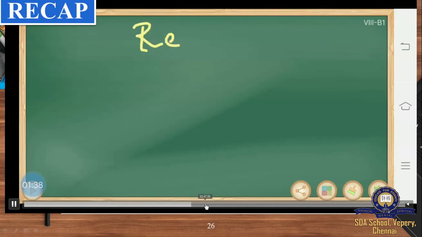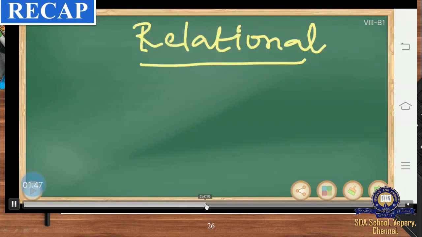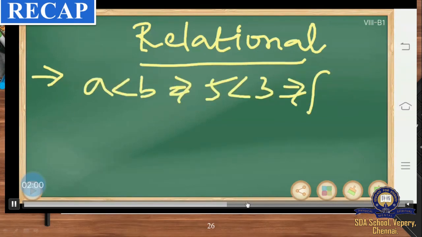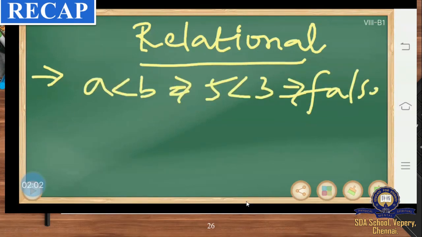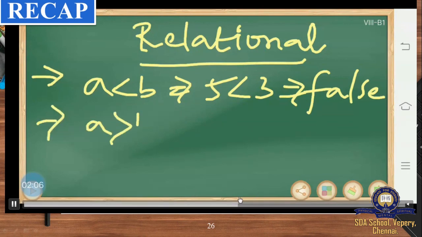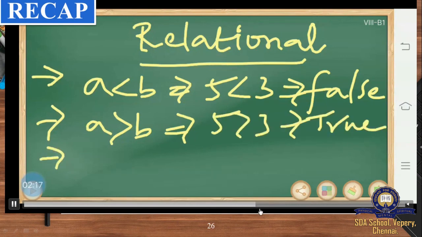Next one, relational operators. What are relational operators? You will be comparing two values. A less than B, 5 is less than 3. It is false. Like this you will be applying for all 6 operators.